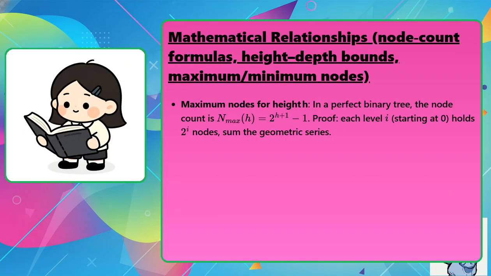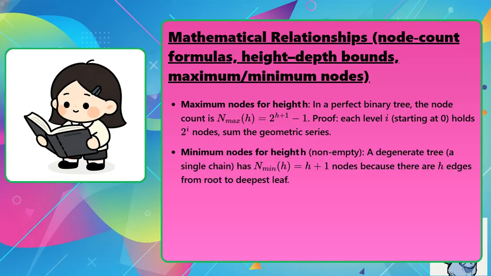Maximum nodes for height h. In a perfect binary tree, the node count is n_max(h) = 2^(h+1) - 1. Proof: each level i, starting at 0, holds 2^i nodes; sum the geometric series. Minimum nodes for height h, non-empty: a degenerate tree, a single chain, has n_min(h) = h + 1 nodes because there are h edges from root to deepest leaf.